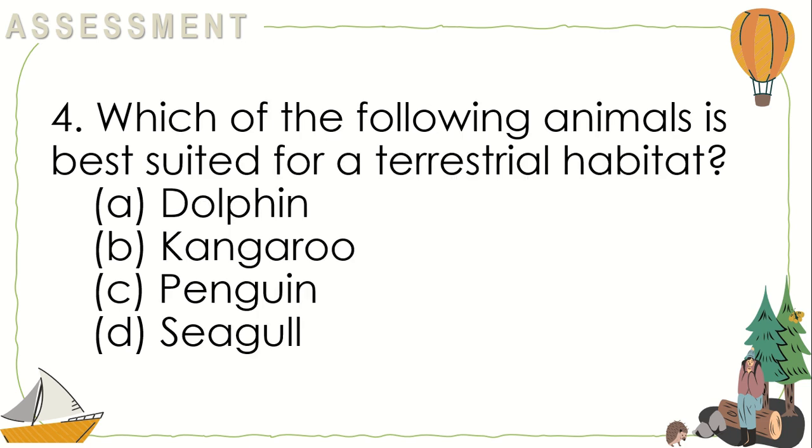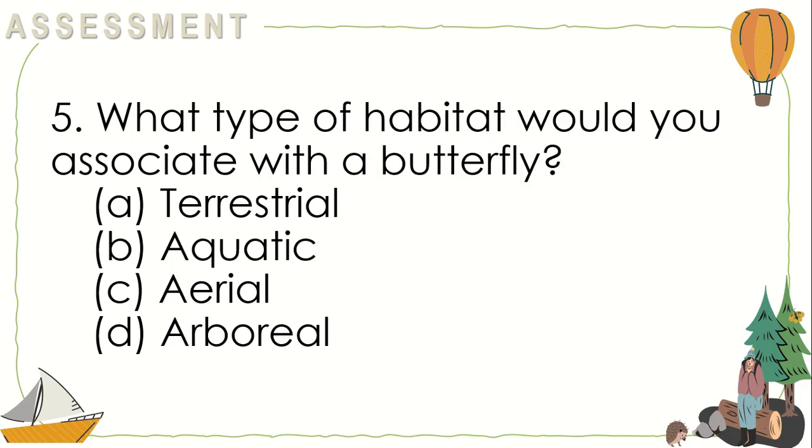Number 4. Which of the following animals is best suited for a terrestrial habitat? A. Dolphin, B. Kangaroo, C. Penguin, D. Seagull. Number 5. What type of habitat would you associate with a butterfly? A. Terrestrial, B. Aquatic, C. Aerial, D. Arboreal.